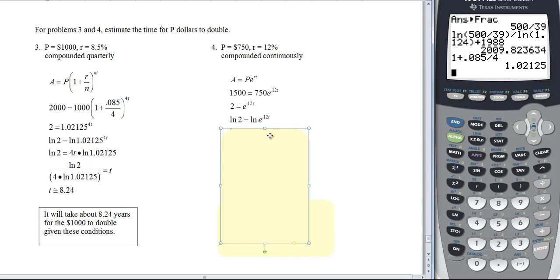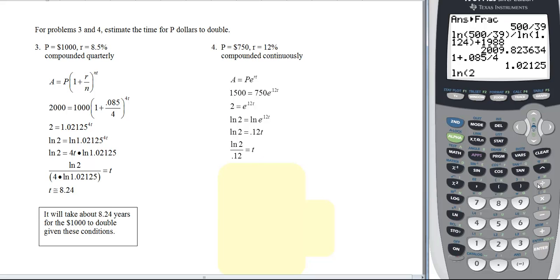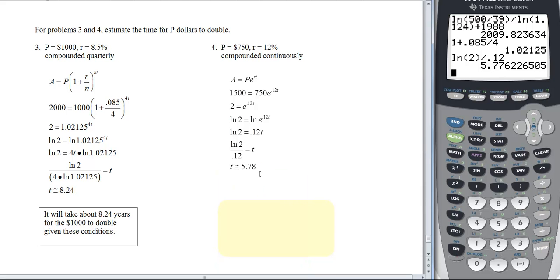Bring out your exponent, and we're almost done. Divide both sides by 0.12. And if I put that in my calculator, natural log of 2, divide by 0.12, 5.78 years. So it will take about 5.78 years for the $750 to double given these conditions.